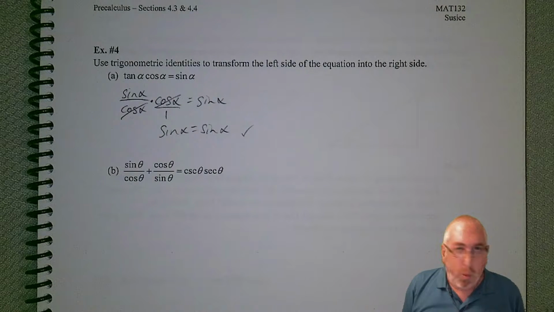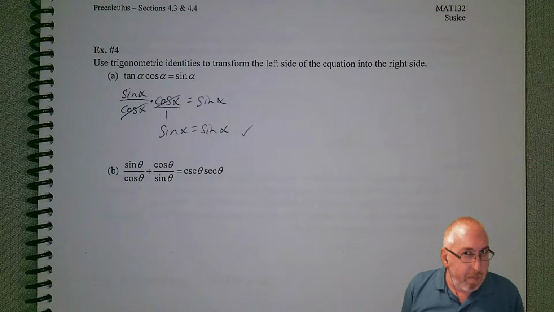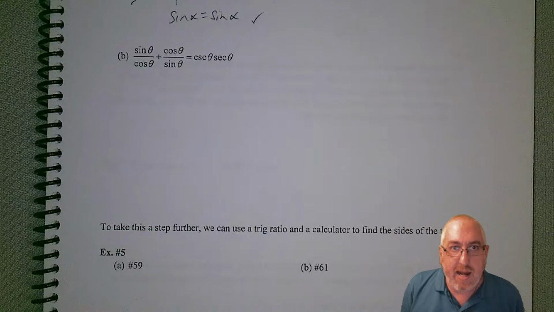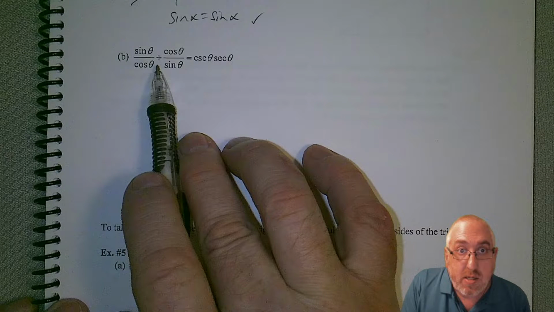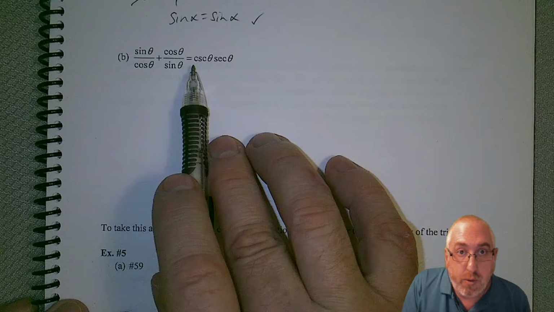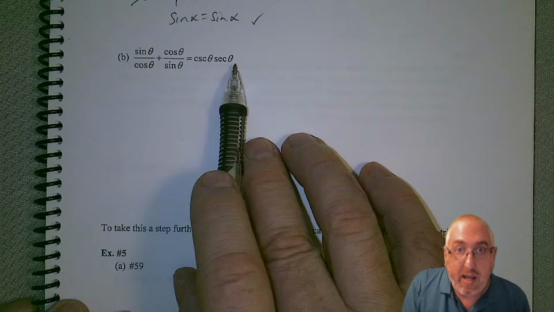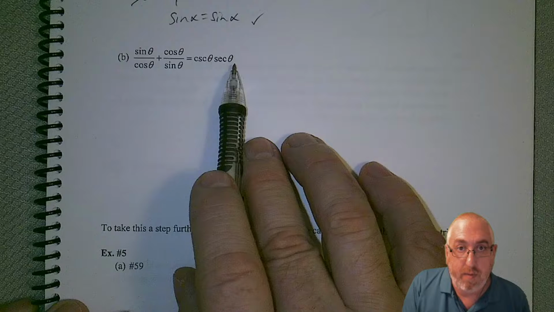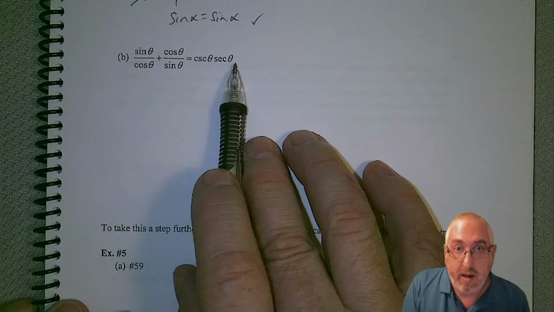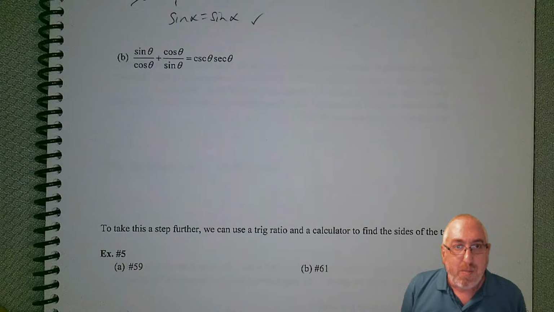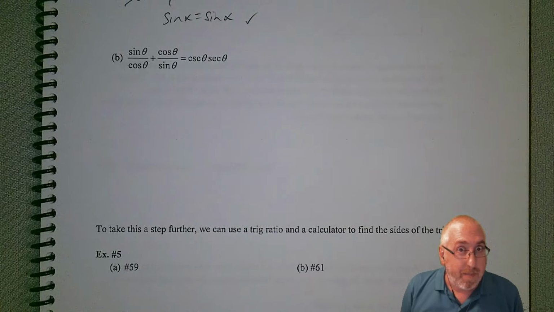That one was a nice little warm-up, but let's try one a little bit tougher. So this next one, we've got sine over cosine plus cosine over sine is equal to the cosecant of theta times the secant of theta. So we switch back to thetas. But now, how do we want to break this down?